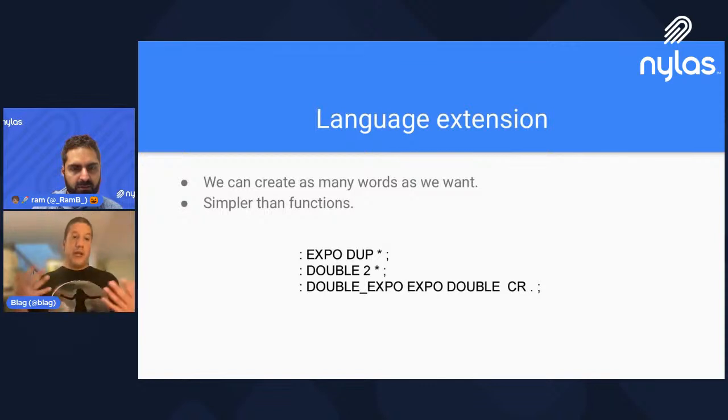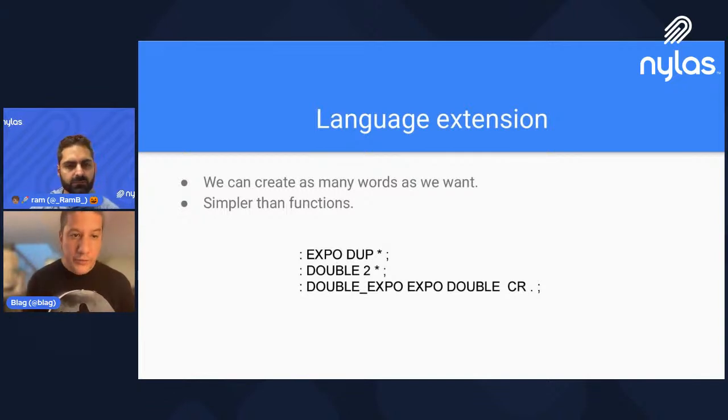Also, we have something called language extension. So we can create words, and words are kind of like functions, but a little bit simpler. So, for example, we can create a word called expo, and its body is going to be dup and multiplication sign, which basically means duplicate whatever is on top of the stack and multiply it. So if we have 3, for example, the dup is going to duplicate it, so we're going to have 3 and 3, and it's going to multiply it, and we're going to have 9.